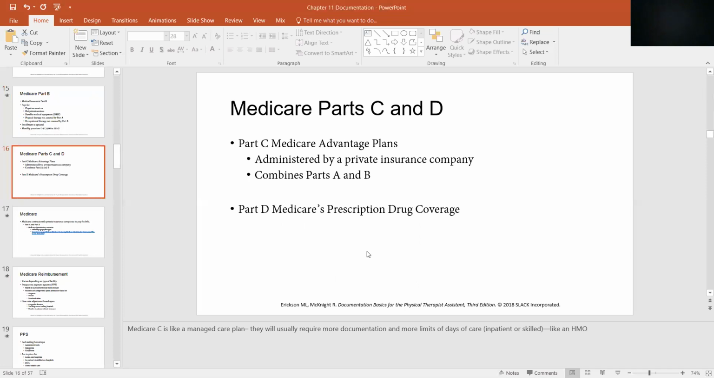Medicare Parts C and D. Part C is called Advantage Plans, and those are administered by a private insurance company, and they combine parts of A and B. The thing about Medicare Part C is it's more like a managed care plan, which we're going to talk about. If you are familiar with HMOs, they're a lot more of a stickler on what the patient gets. Their days are going to be more limited. You're going to have to do more paperwork at regular intervals to prove, yes, they need therapy.